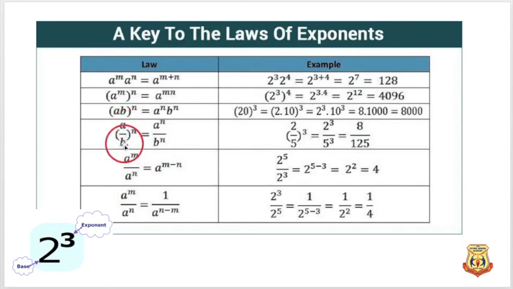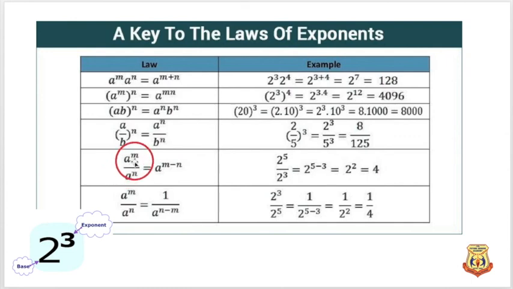Another one, (a by b) to the power n. This can be written as a to the power n by b to the power n. Example: 2 by 5, exponent is 3. So we can write 2 to the power 3 and 5 to the power 3, that is 8 by 125.